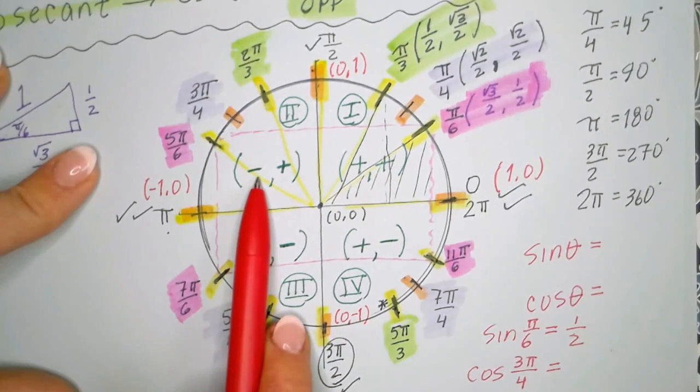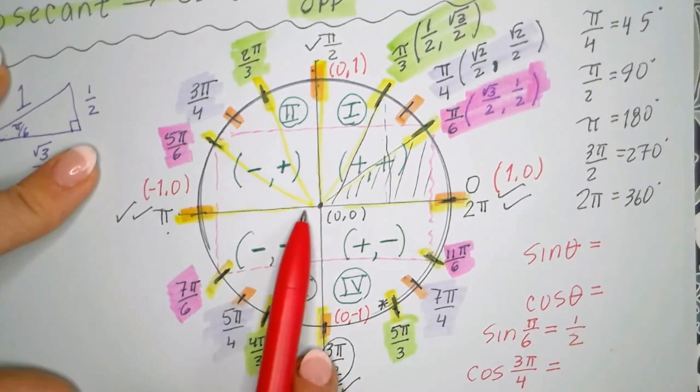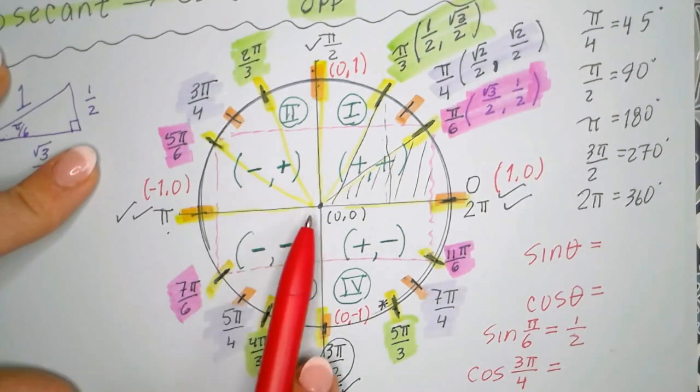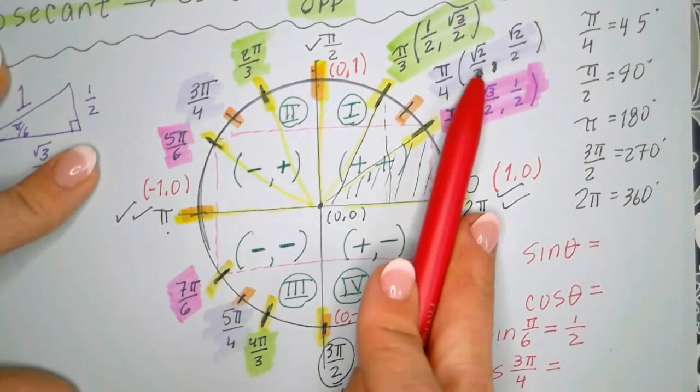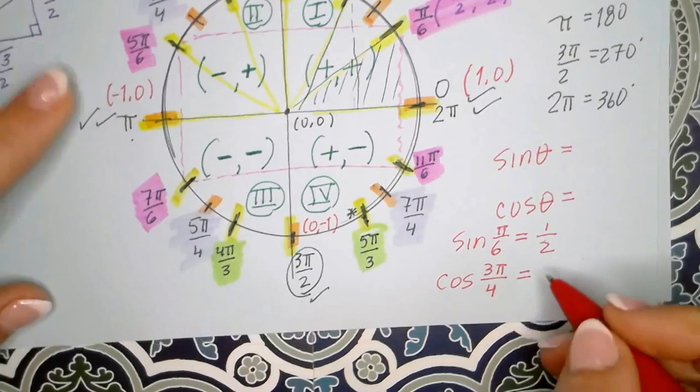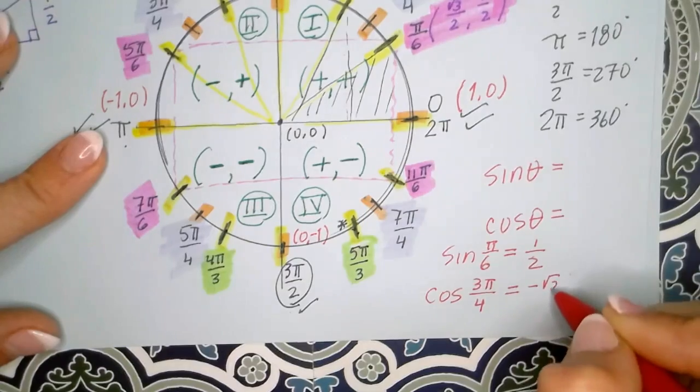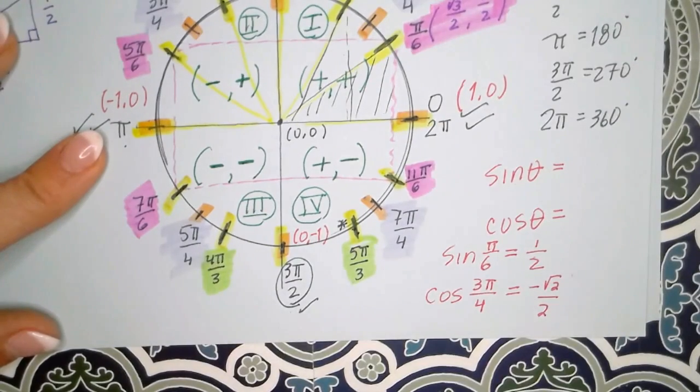But what sign? If it's the x value, it's going to the left. Negative. Negative how much? Negative radical 2 over 2 over 1, which I don't need to write. So the cosine of 3 pi over 4 is negative square root of 2 over 2.